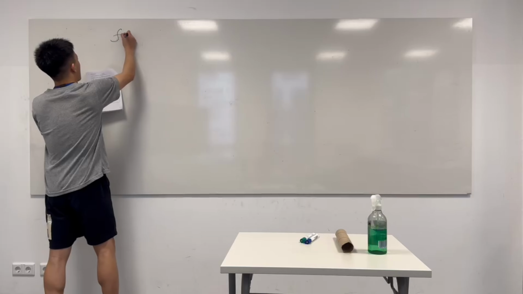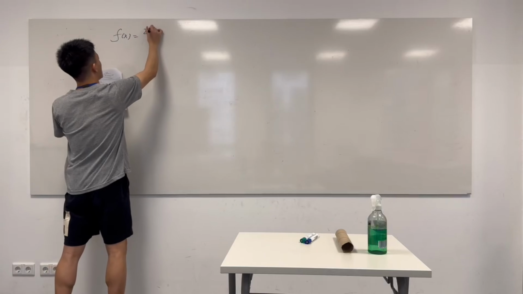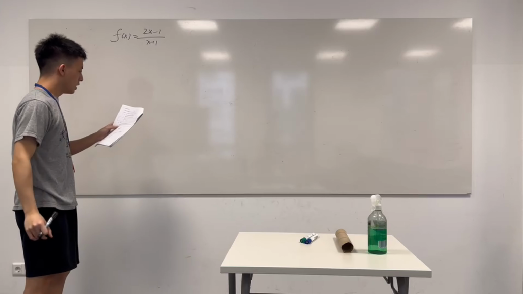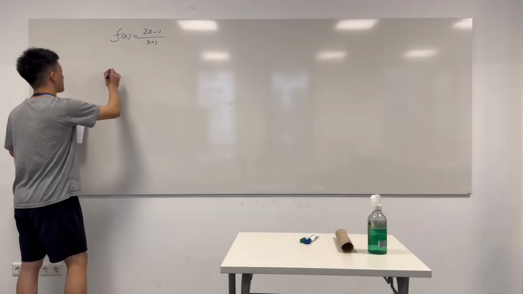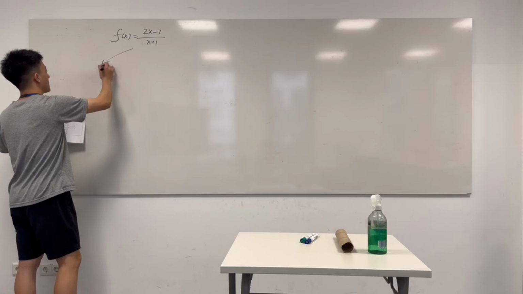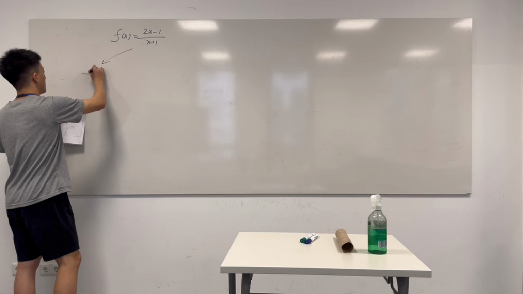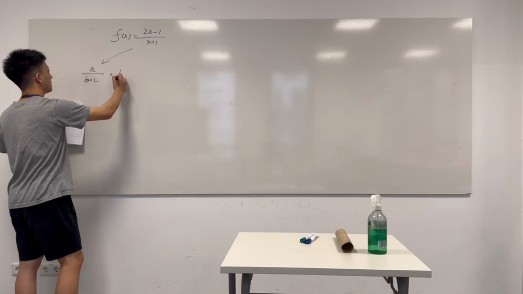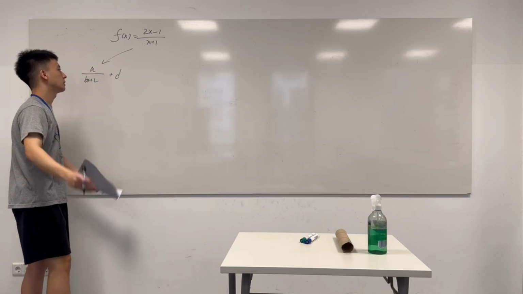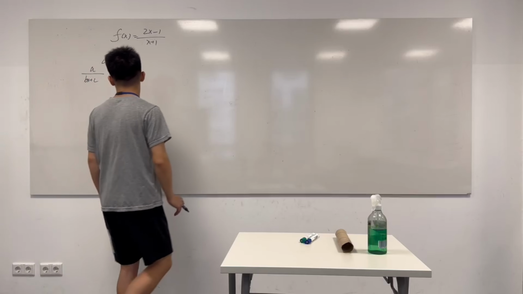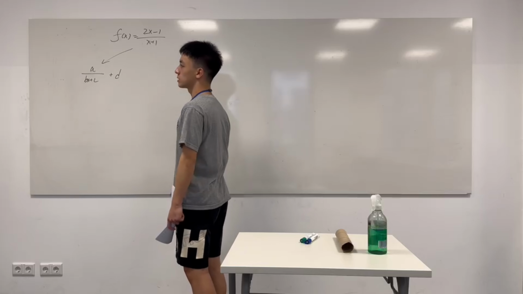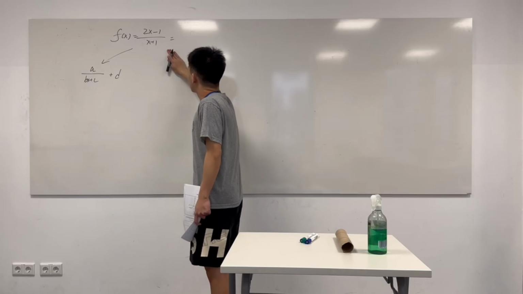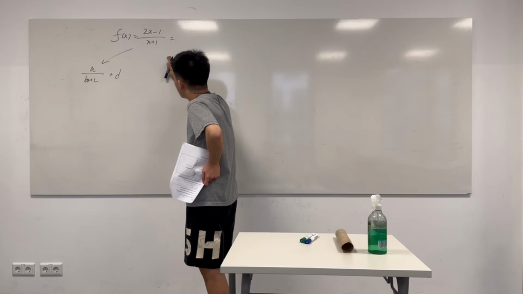Okay, so f(x) is equal to (2x minus 1) over (x plus 1). Do you guys remember I said if you can transform this to something like a over (bx plus c), then plus d, then we can get the asymptote immediately. So how can we transform this to that? Look at this. 2x.